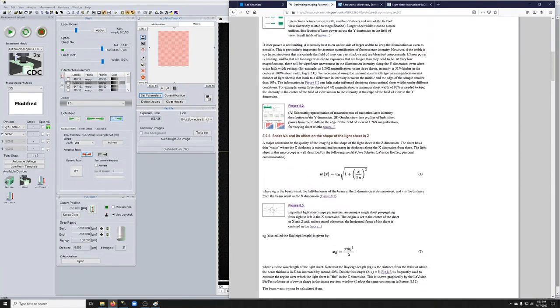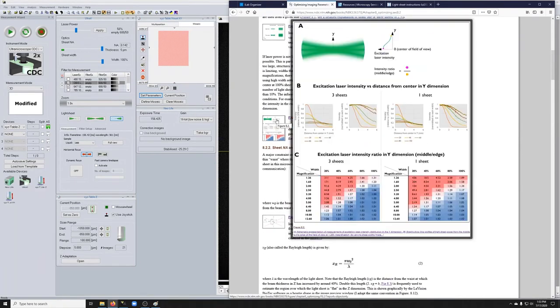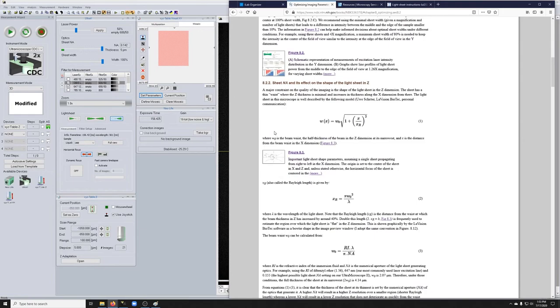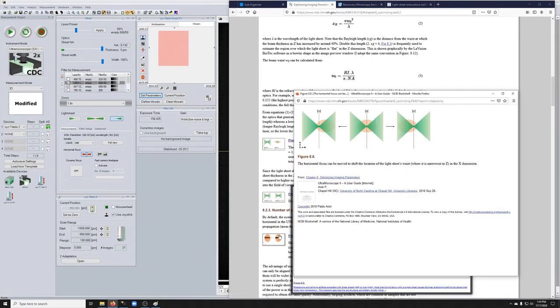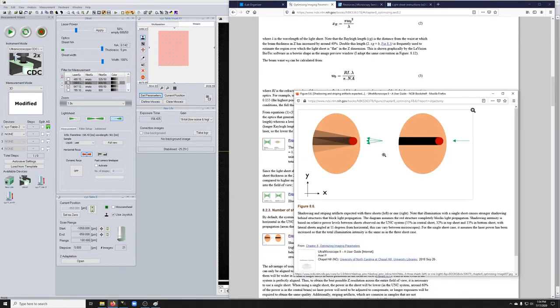Let's see if I can show you. Right, so they're sort of like this, where you can see that they're coming in at various angles. And the reason is that if there's a structure in the sample that causes shadowing, if you have three light sheets coming in at angles, you can kind of see behind the structure. You get shadows, but you at least get some information from behind there.